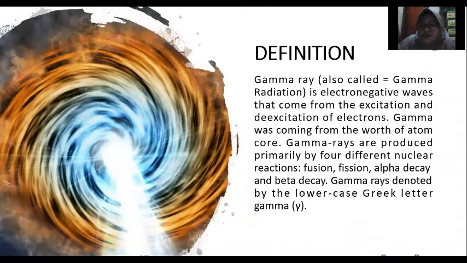Gamma ray, also called gamma radiation, is an electromagnetic wave that comes from the excitation and de-excitation of electrons. Gamma comes from the word for atom core. Gamma rays are produced primarily by four different nuclear reactions: fusion, fission, alpha decay, and beta decay. Gamma rays are denoted by the lowercase Greek letter gamma.